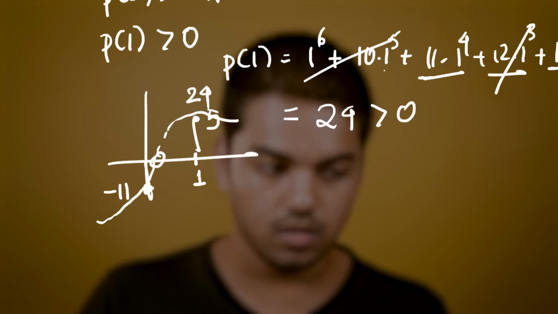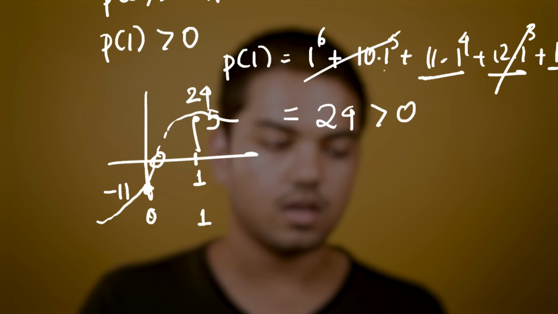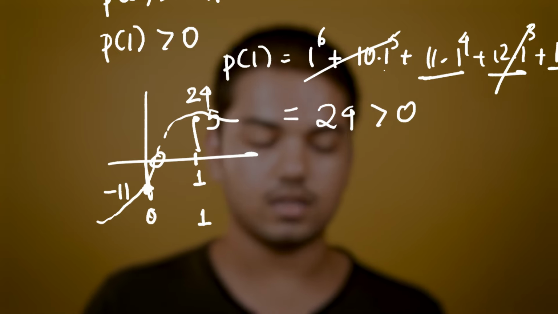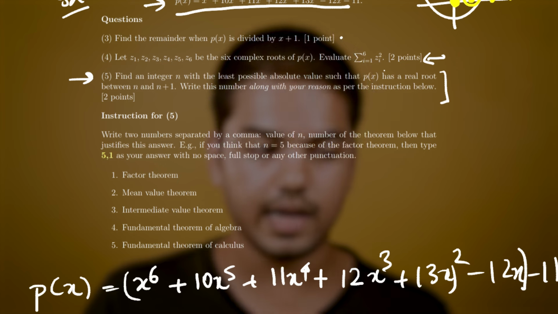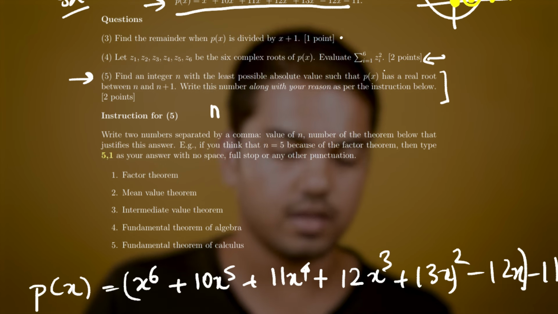And so we have a 0 between 0 and 1, somewhere over here. And our answer is, in fact, 0, because we wanted to find n with the least possible absolute value so that p of x has a real root. And so n would be 0. So this is how we usually approach problems.